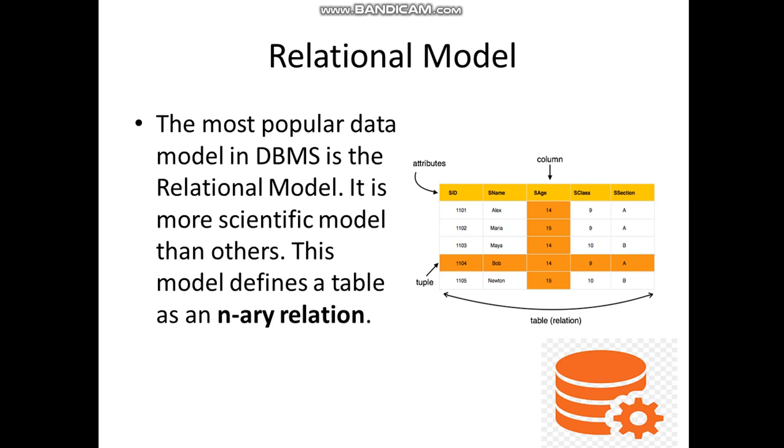Next is the relational model. The most popular data model in DBMS is the relational model. It is a more scientific model than the others. This model defines a table as an n-ary relationship. So here we are going to store the data in the form of rows and columns. The first row, which is the heading, is called attributes, and all the rows are called tuples.